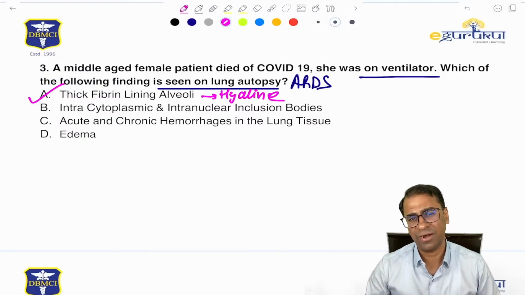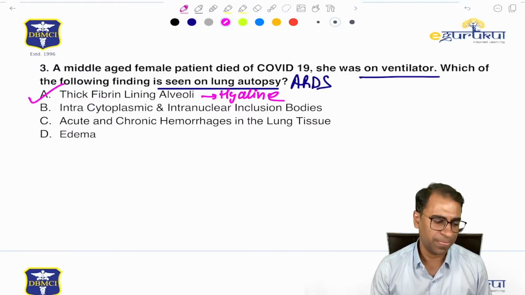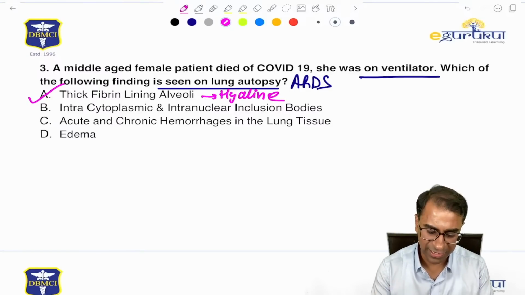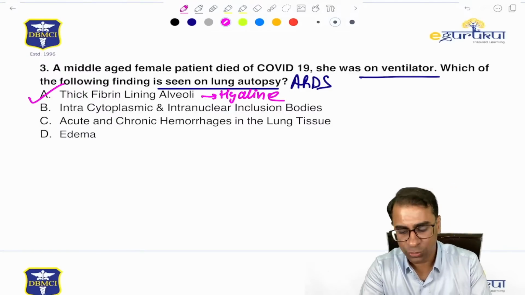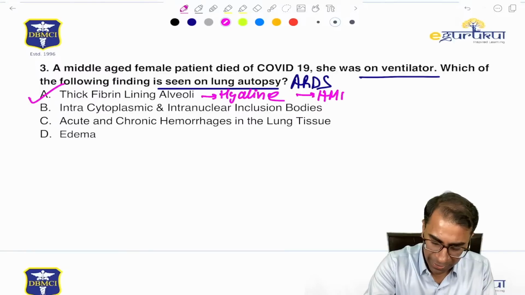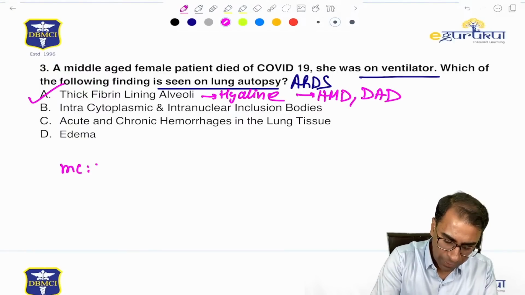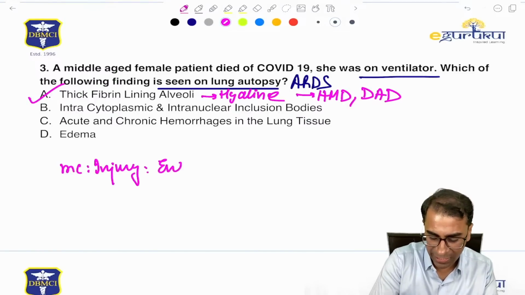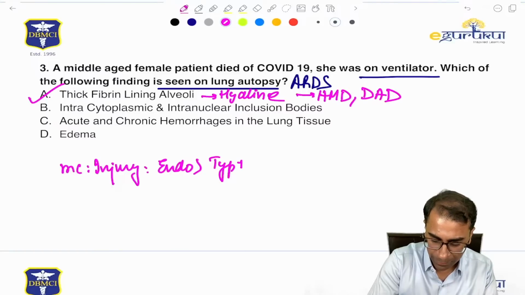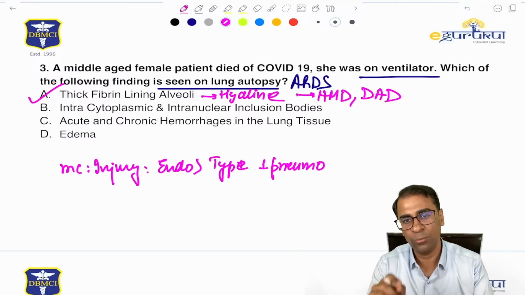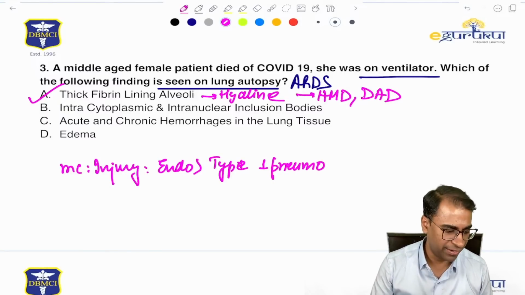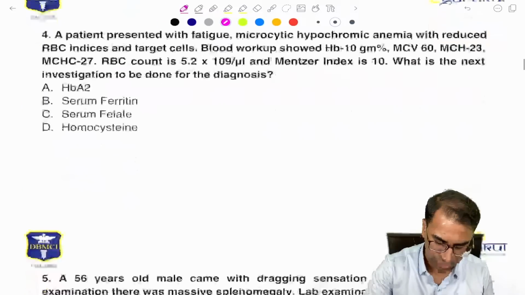Edema is a non-specific finding, and therefore not the answer. Here the answer is clearly A. It's hyaline membrane disease with diffuse alveolar damage. The most common injury to the cell which happens here is to the endothelial cell, more important than the type 1 pneumocytes. Also you must remember, guys, the type 2 pneumocytes are intact in a case of ARDS. Clear? Let's move ahead.